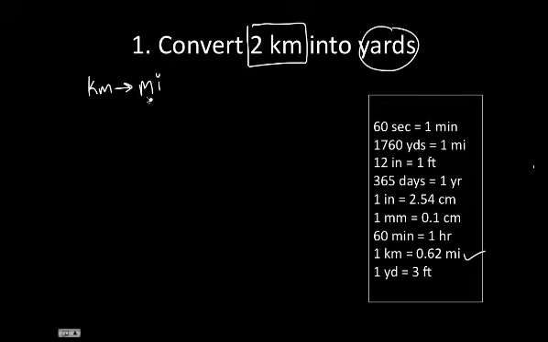I still need to get these miles into yards, so now I'm going to continue to search for a relationship from miles into yards. So I look at this one right up here, and it says miles going into yards. So these miles go right to yards. This is my map. Once I have the map, I'm essentially done.